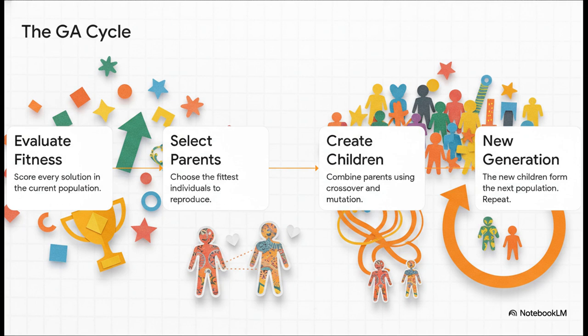First, you evaluate every single solution in your population. Then you select the best ones, the fittest, to become parents. Those parents then create children, which make up the brand new generation. And then you just do it all over again, and again, and again. The hope is that with each cycle, the new generation is just a little bit better than the last.